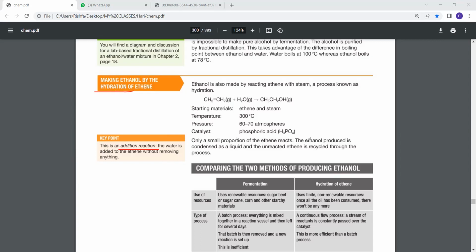Now see, the ethanol produced is condensed as a liquid, and the unreacted ethene gas, whatever is present, is recycled through the process. Our product is in the gaseous state, right? We can't store it in a gaseous state, so we condense it. Clear? If you want, you can take it down: the ethanol produced is condensed.